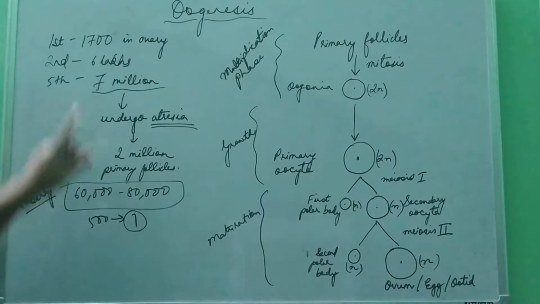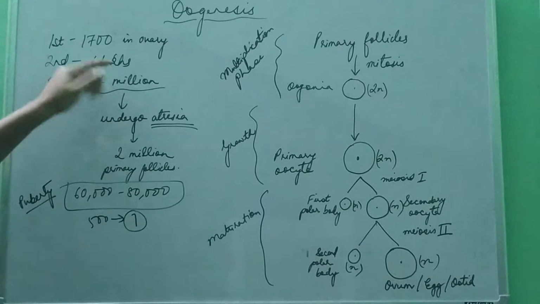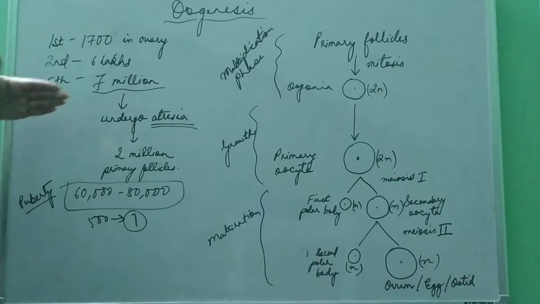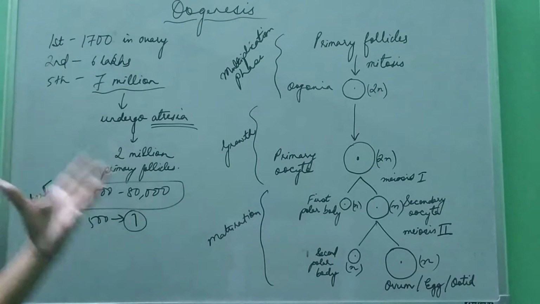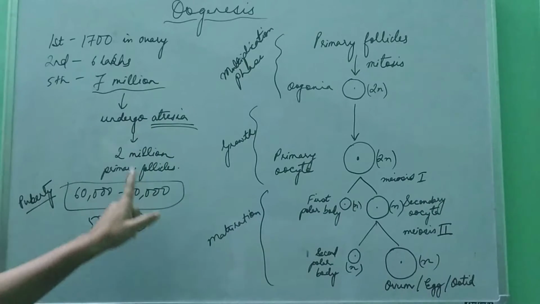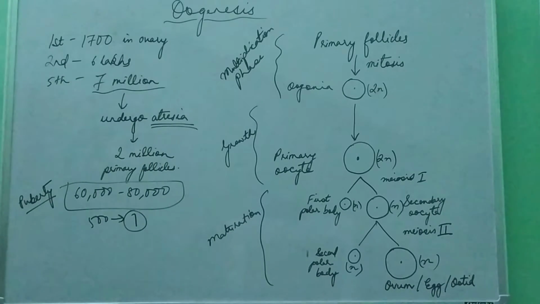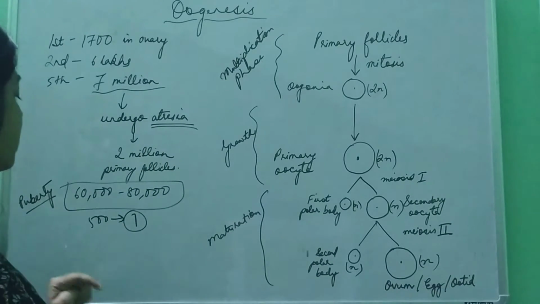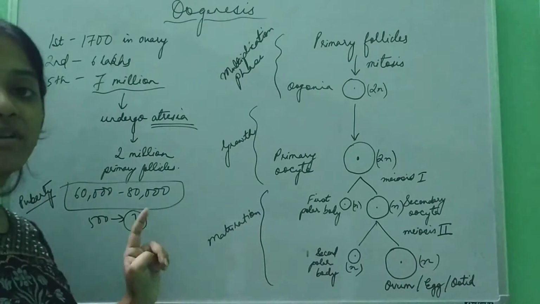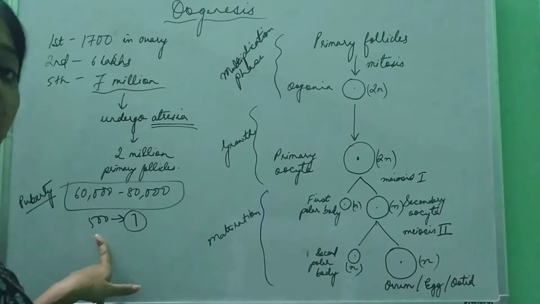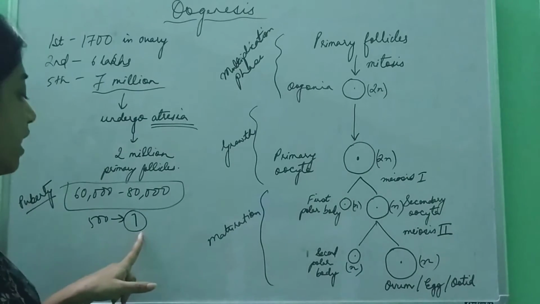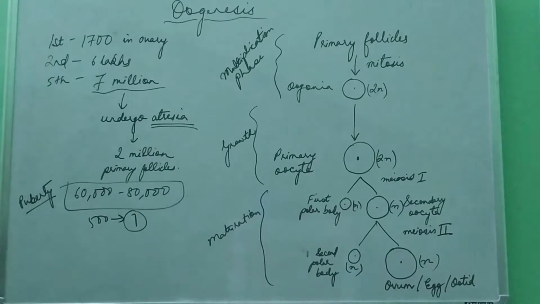From birth: 1700, then it will increase as the months of gestation go on, to 6 lakhs, then 7 million, out of which 5 million will undergo atresia. So only 2 million will be left. Out of that 2 million, at puberty only 60,000 to 80,000 primary follicles will be there. Out of those, in every 500 primary follicles, only one will grow into an egg.